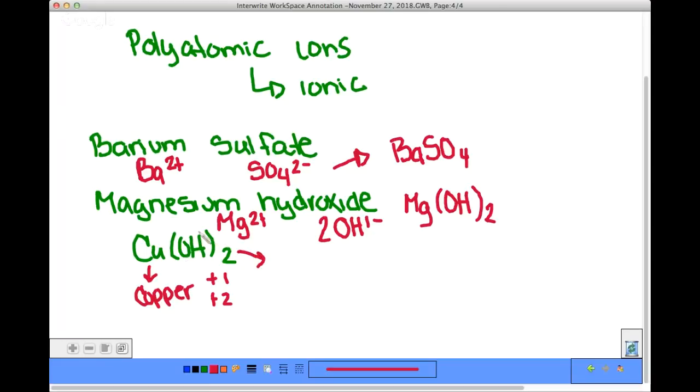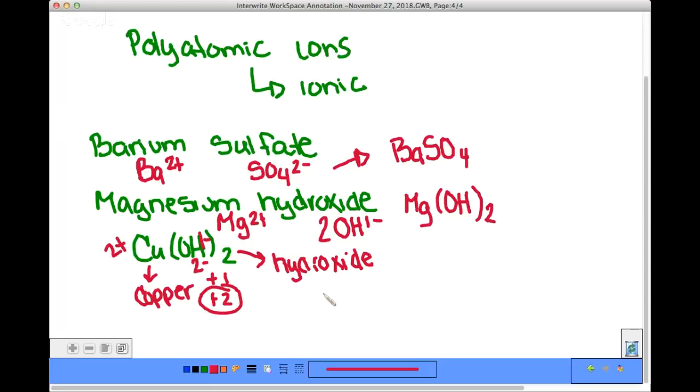Then we need to reference what this is. So we know that OH is hydroxide, and in order to figure out which copper it is, we need to figure out what charge hydroxide is. Again, we know that hydroxide is a -1 charge. If we have 2 of them, that means this is all a -2 charge, which means that if this whole thing is -2, this copper right here must be a +2.